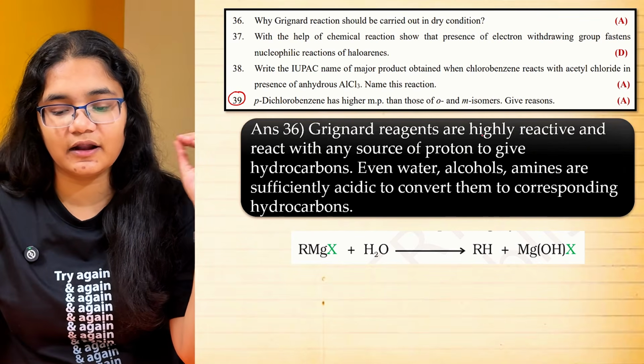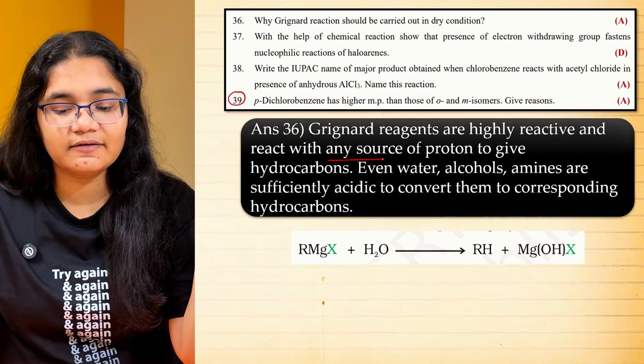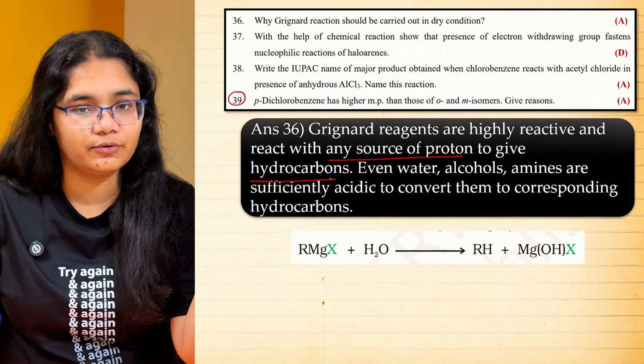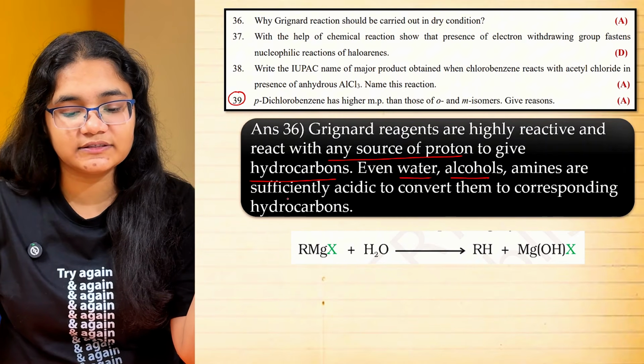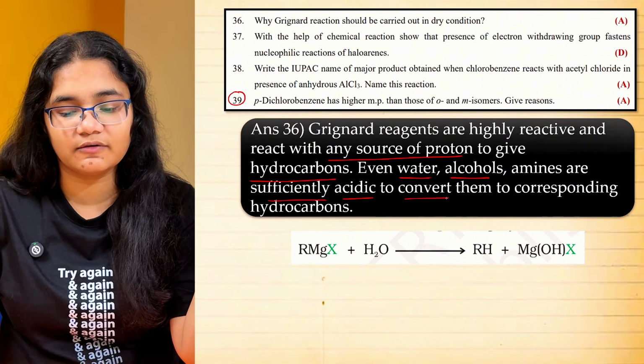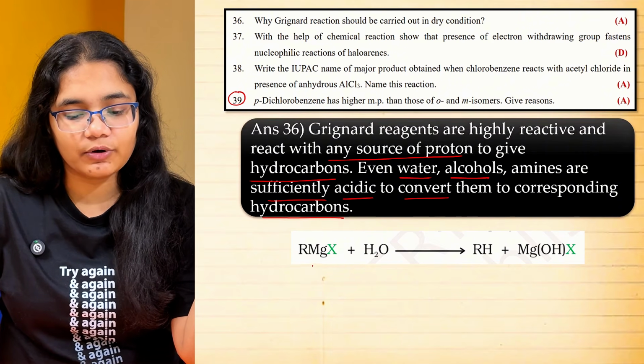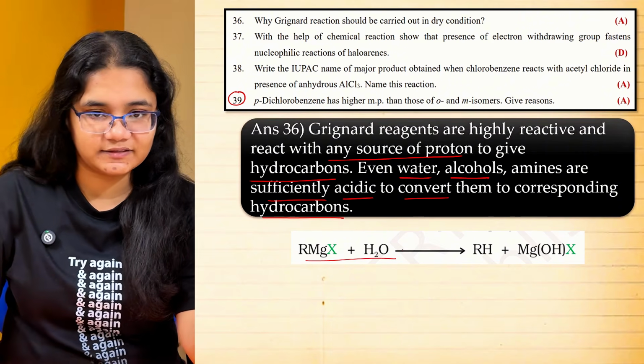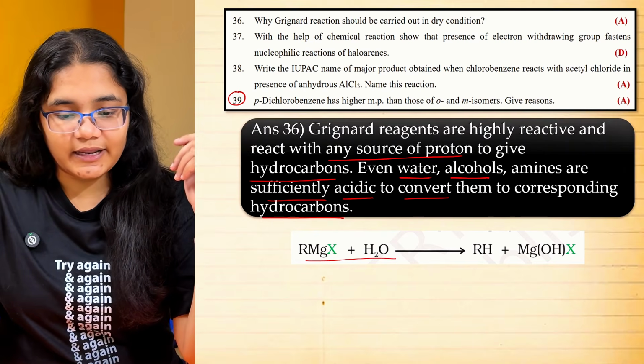Okay, so you can see Grignard reagents are highly reactive and react with any source of proton to give you hydrocarbons. Even water, alcohols, amines are sufficiently acidic to convert them to the corresponding hydrocarbons. So this is the reaction that takes place. So we need a dry condition.